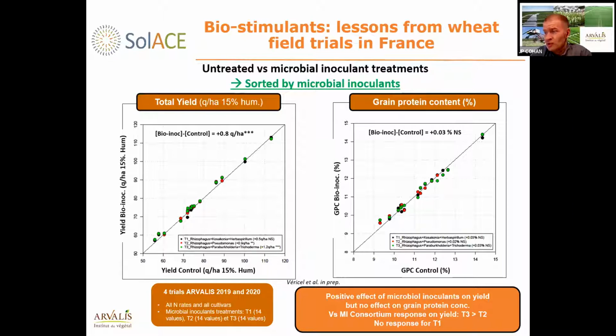One combination, the T3 treatment, seems to show a greater effect on yield. And concerning the grain protein content, we don't see any effect of one microbial inoculant or the other.